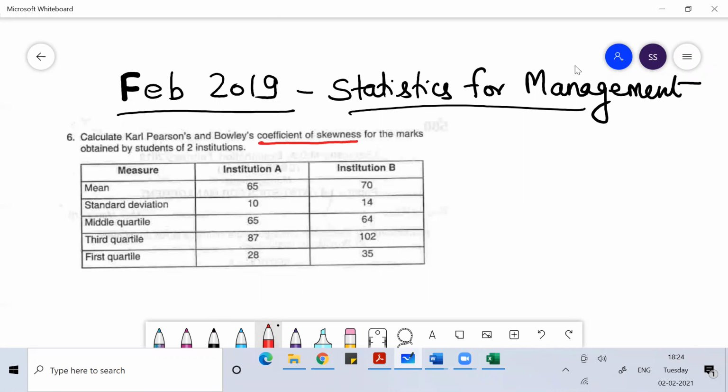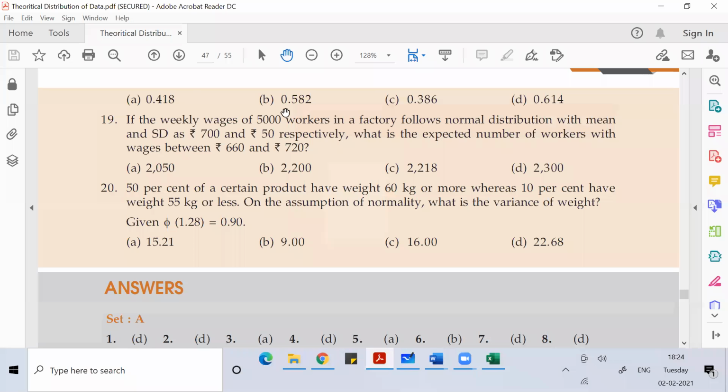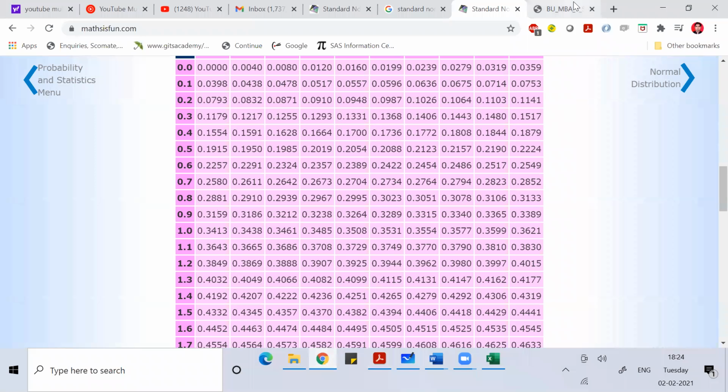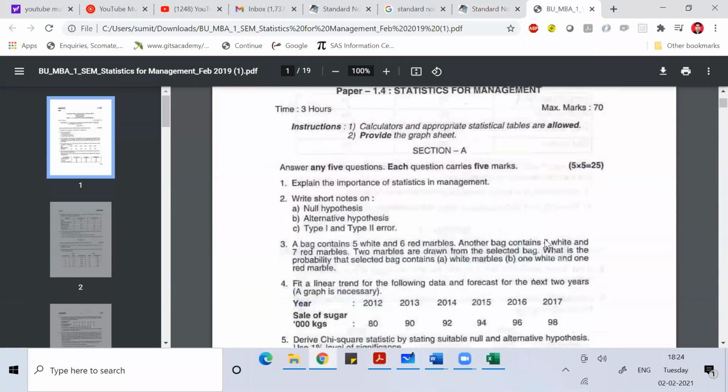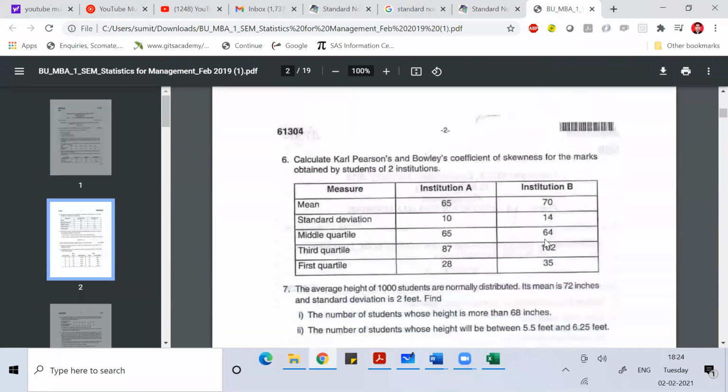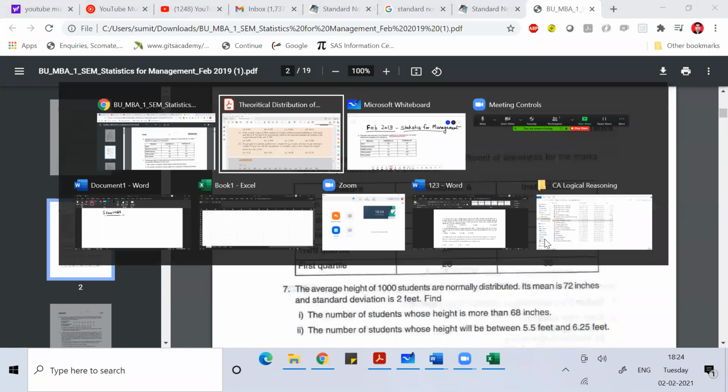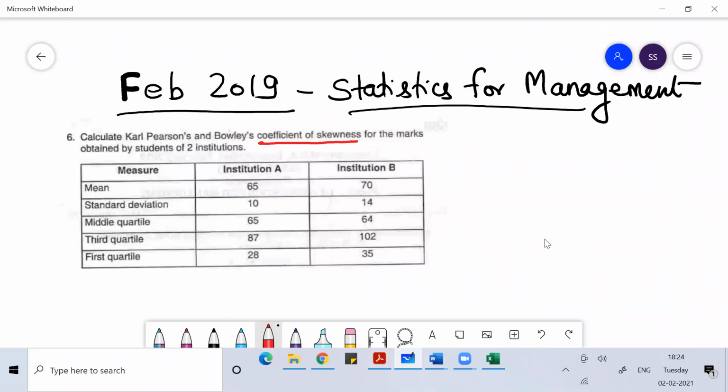If you see the 2019 paper, you can see this 5 marks question which came in February 2019. We are going to discuss this question, and this question is all about finding the coefficient of skewness.